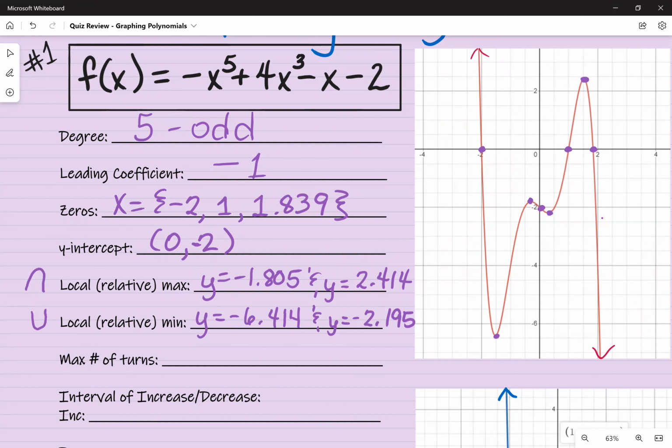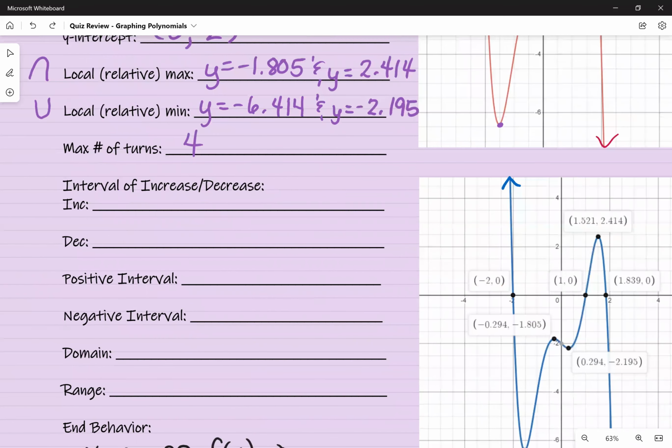So my max turn is 1 less than whatever my degree is. So if my degree was 5, then I have 4 turns. If you just wanted to follow it, what you're doing is you're going down, you turn once, you turn twice, 3 times, 4 times. Now I can add 1 to that, or again, like I said, my max turns is going to be 1 less than my degree, or my degree is going to be 1 more than my max turns. All right, for my intervals of increase and decrease.